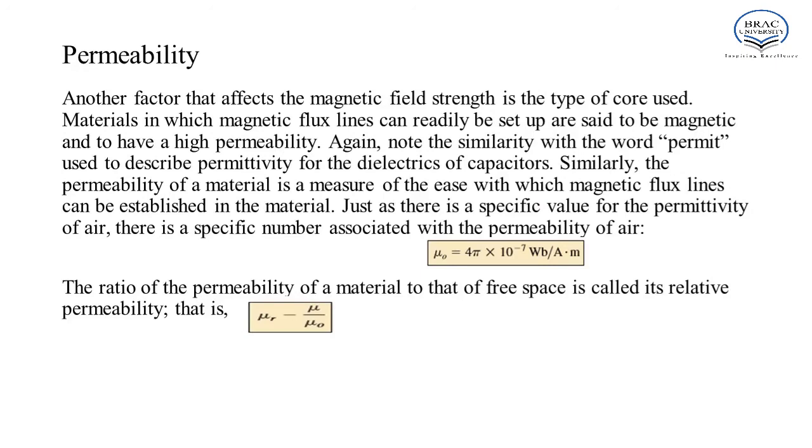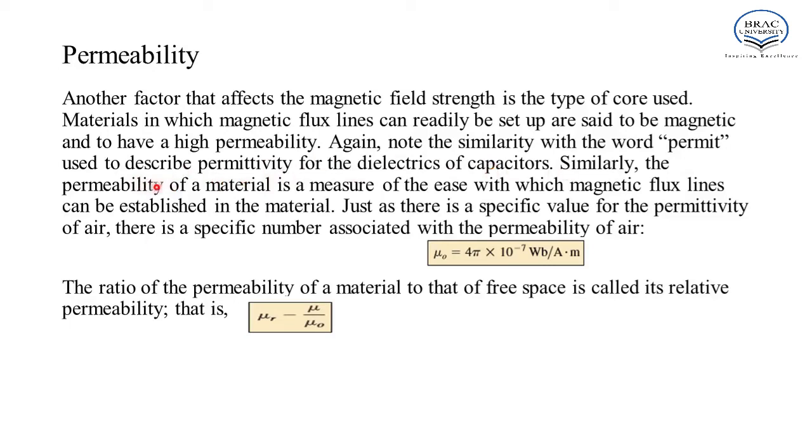Permeability. Another factor that affects the magnetic field strength is the type of core used. Materials in which magnetic flux lines can readily be set up are said to be magnetic and to have a high permeability. Again, note the similarity with the word permit used to describe permittivity for the dielectrics of capacitors.